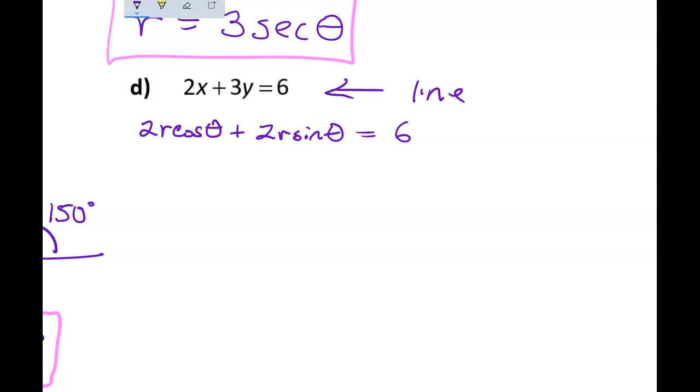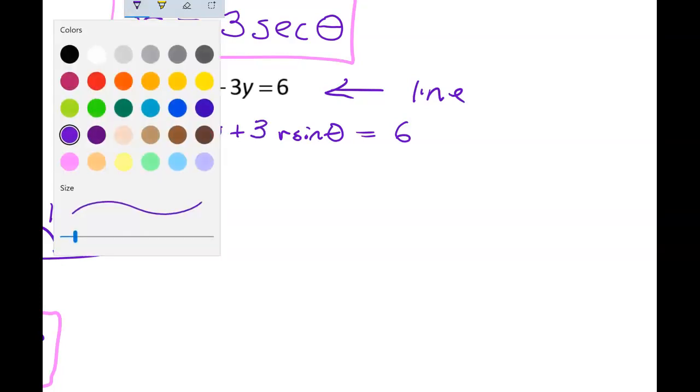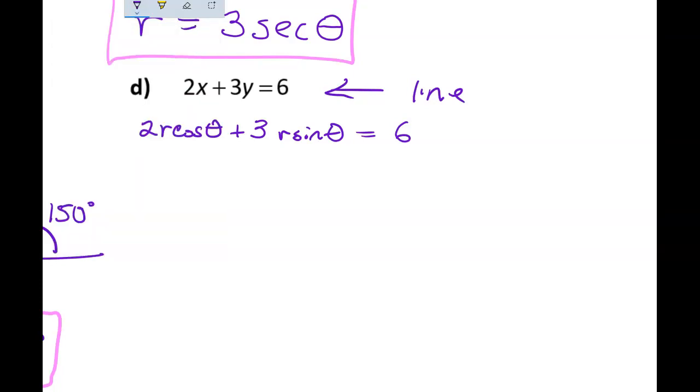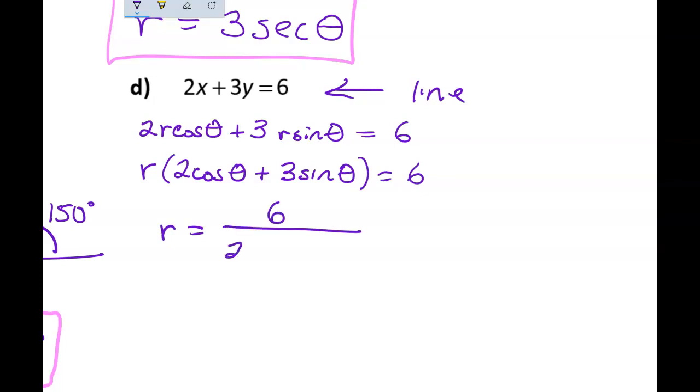And now here's a nice algebra trick that you learned in Algebra 2. Before I do that, I need to make a correction. That second coefficient should have been a 3, not a 2. When both terms have r in them, one of the ways that you can solve is to factor out that r. So r times 2 cosine theta plus 3 times the sine of theta is equal to 6, and then simply divide. R is equal to 6 over 2 times the cosine of theta plus 3 times the sine of theta.